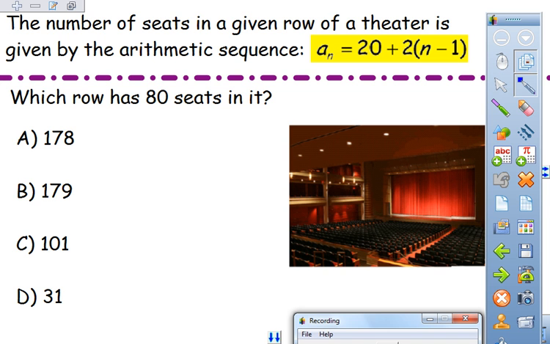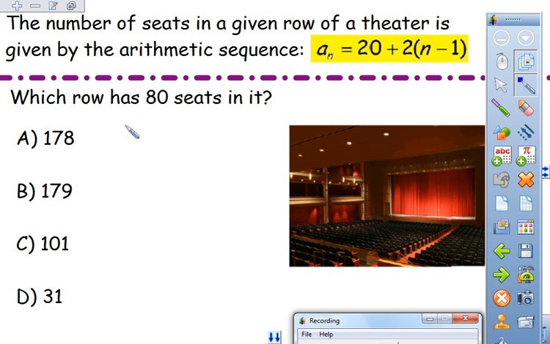Let's look at a word problem. The number of seats in a given row of a theater is given by the arithmetic sequence a sub n equals 20 plus 2 times the quantity n minus 1. Which row has 80 seats in it? So this question is a little bit different. They're telling us what row has 80 seats in it. So we have to figure out the n value.